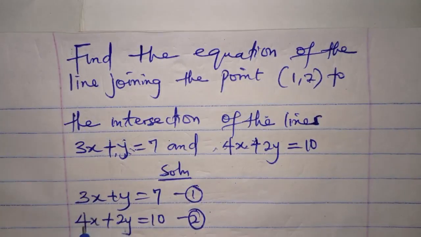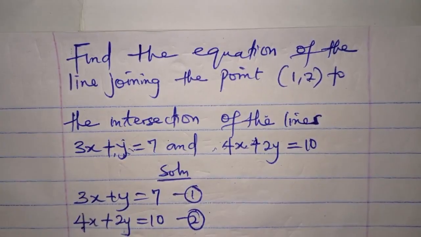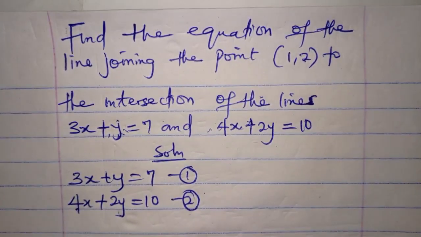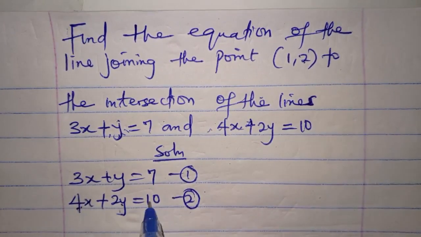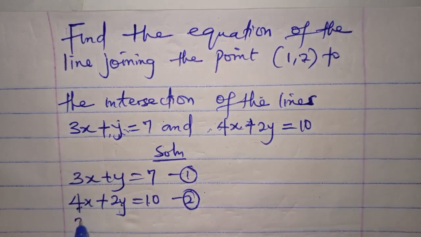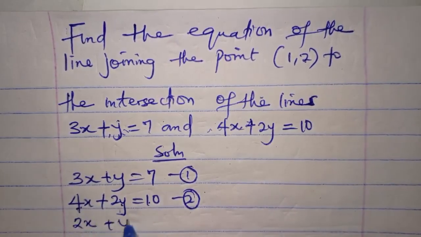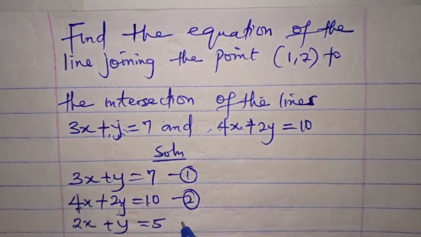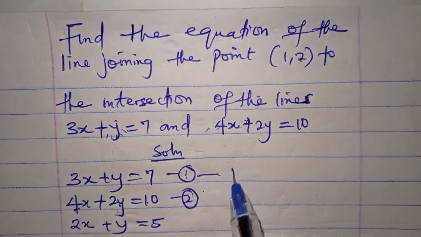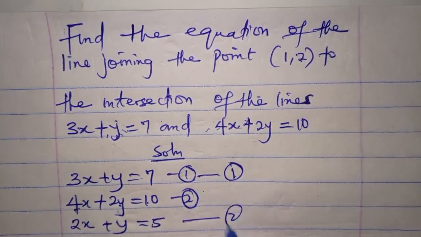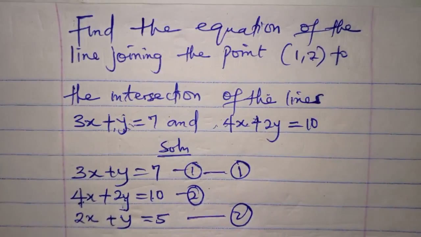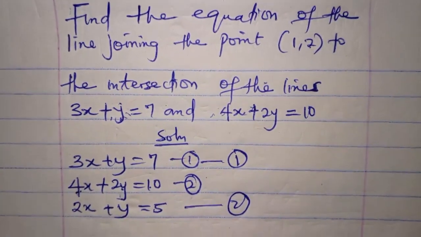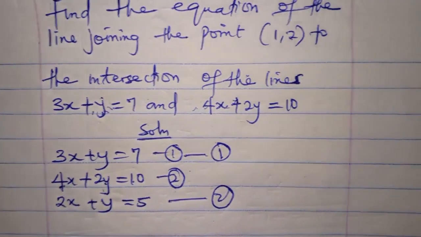I can actually reduce this equation into this by dividing both sides by 2 because 2 is common. So I have 2x plus y equal to 5. Let me call this my equation 1, and this equation 2. So I can easily eliminate y. Let me solve by elimination.